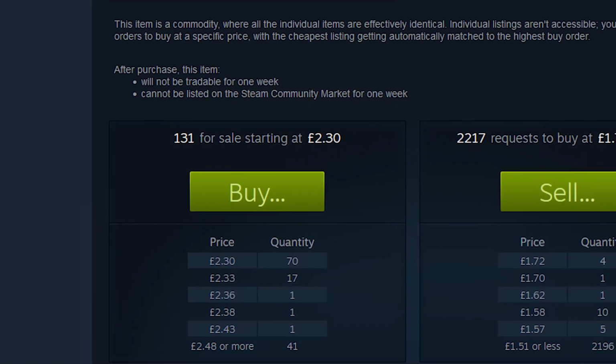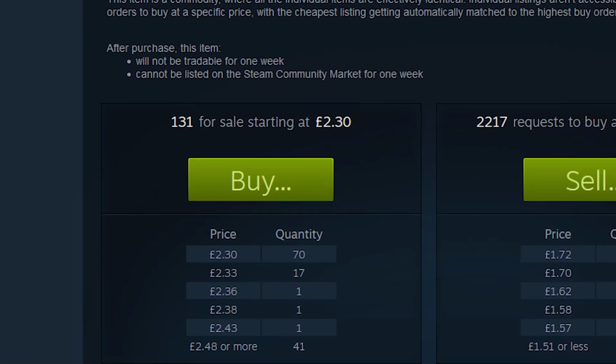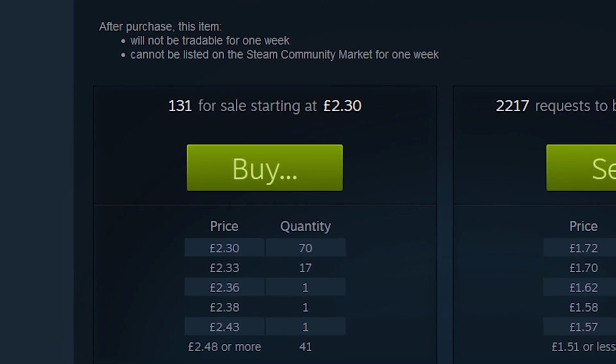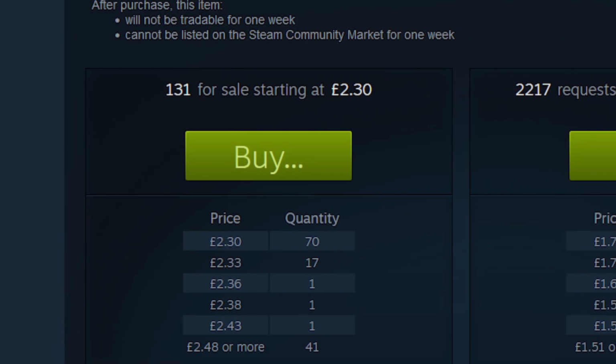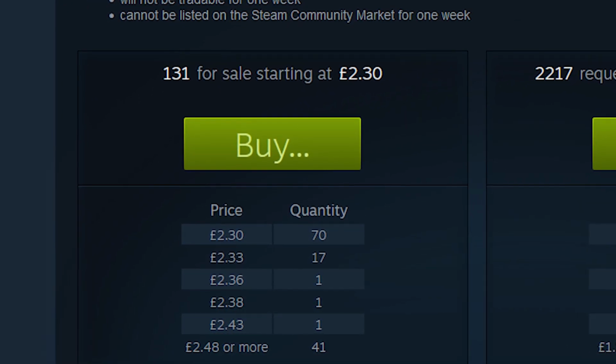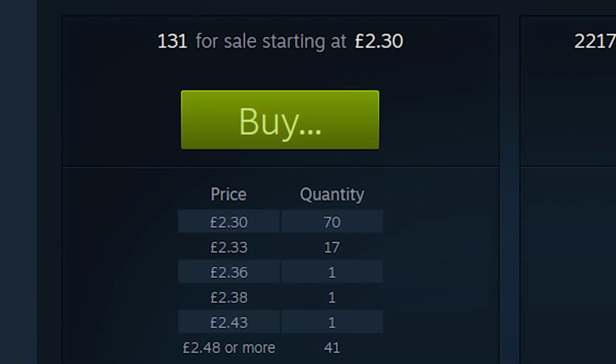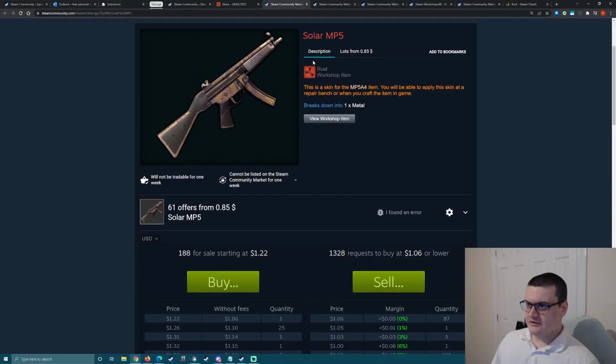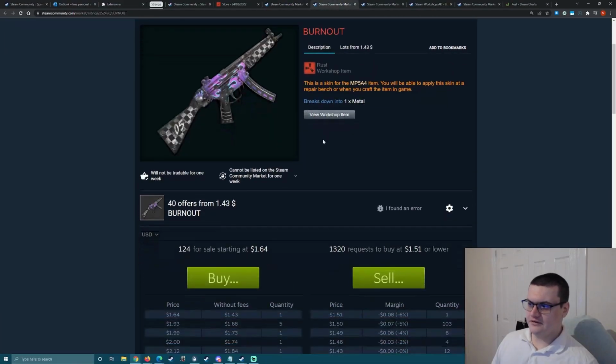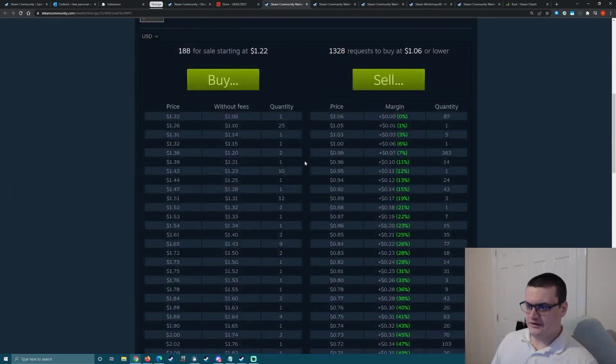a particular skin. But I need to clearly visualise to you people who might dump their stock of skins onto the market that doing this also reduces the potential for you to earn greater profits because it stops gradual price increases. So this is the Solar MP5. This is the Burnout MP5. So what I want to show you is what happens when people dump in a big quantity.